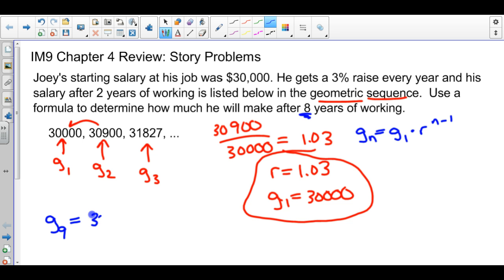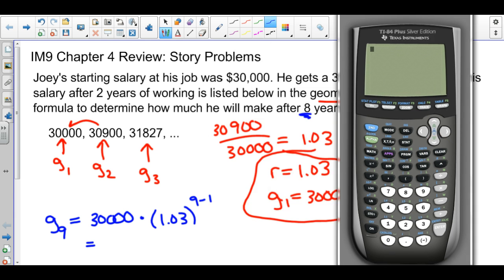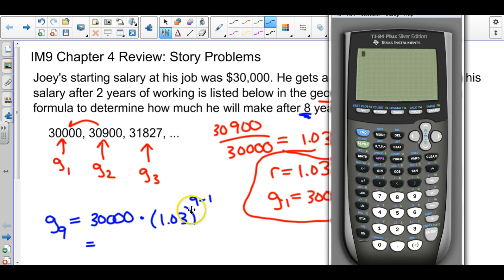So G1 was 30,000 times 1.03 to the n minus 1 power, so 9 minus 1. I'm going to demonstrate in the calculator how you would put this in, because the mistake I've seen people make is multiplying 1.03 times the exponent. But again, it's 1.03 to the power of that number. The power button to get up to the exponent is right above the division key on this type of calculator. And it's 9 minus 1, so I'm taking 1.03 to the 8th power, and it gives me this value.